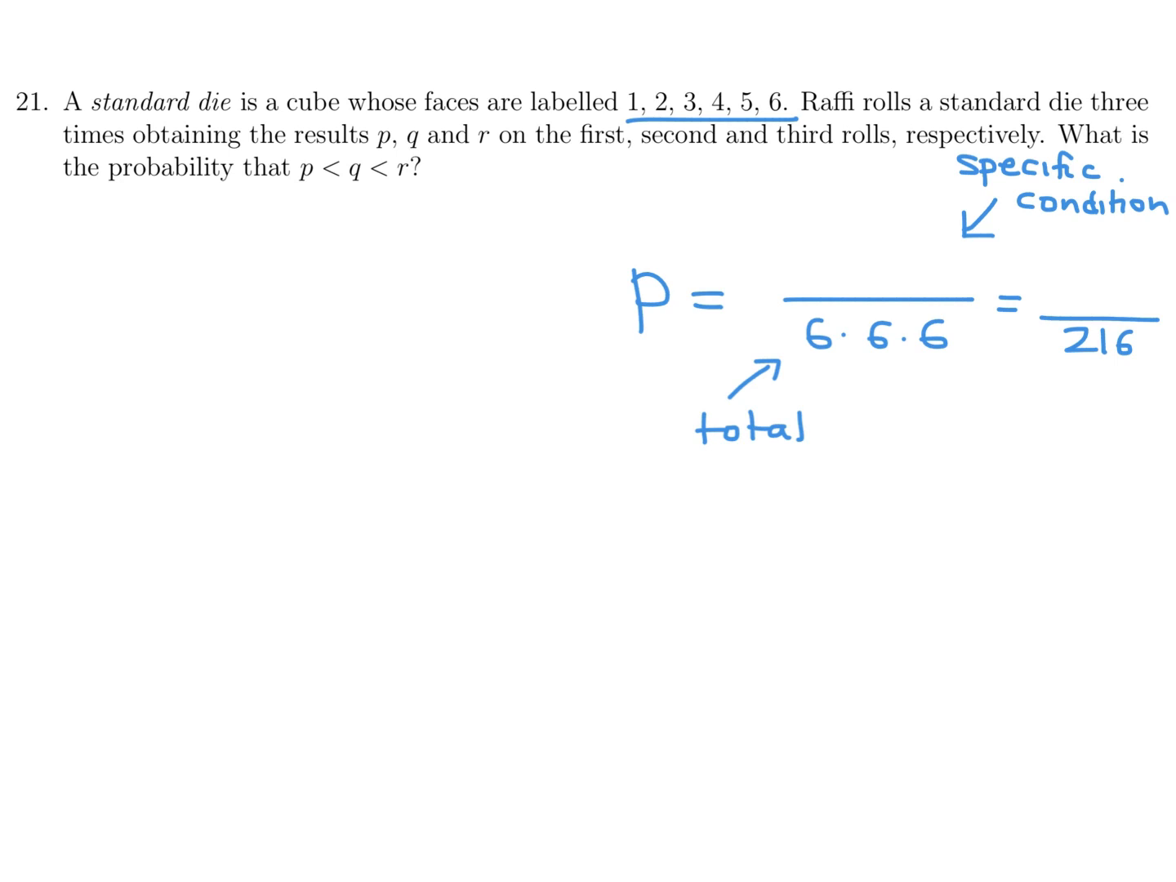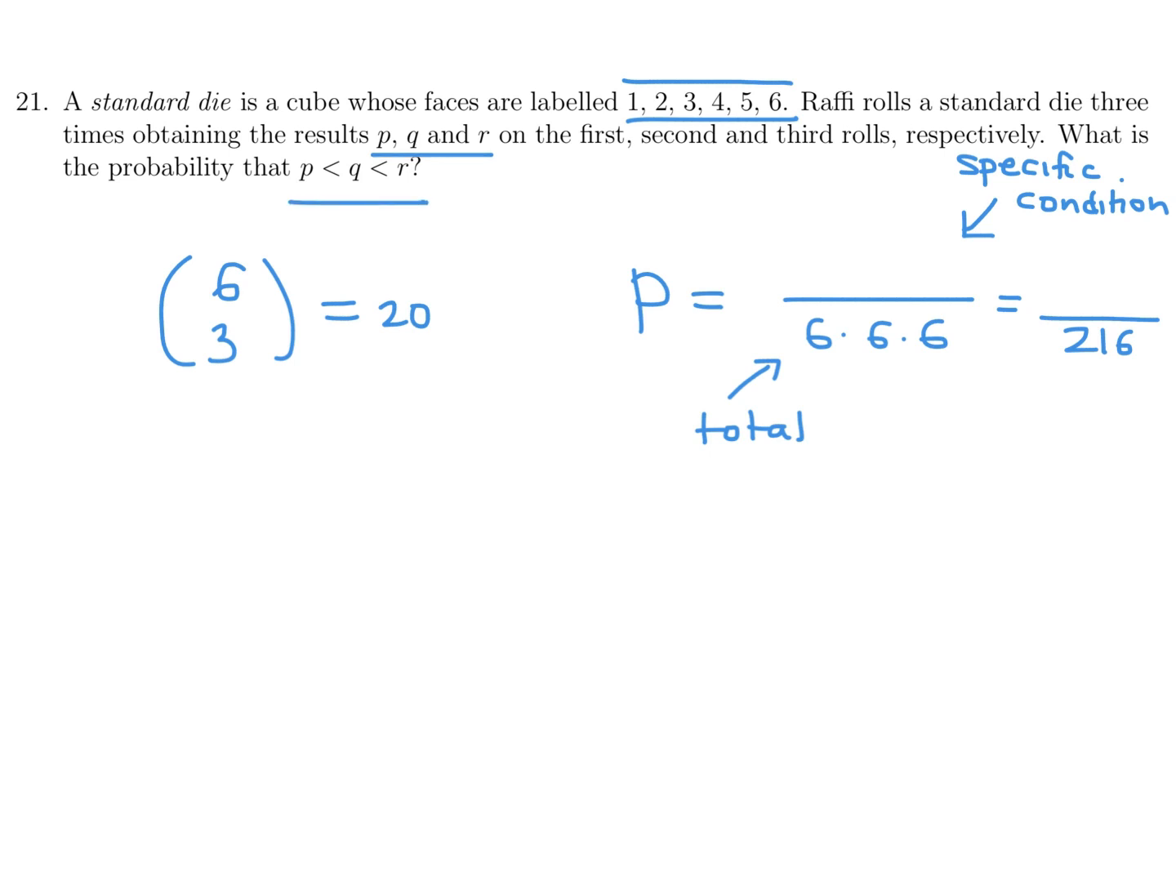Okay, so then, all right, what am I trying to figure out now? How do I do this? Well, you got 6 numbers, 1 through 6. And from those 6 numbers, we have to choose 3 numbers. 1 for P, 1 for Q, and 1 for R. So 6 choose 3, and 6 choose 3 is 20.